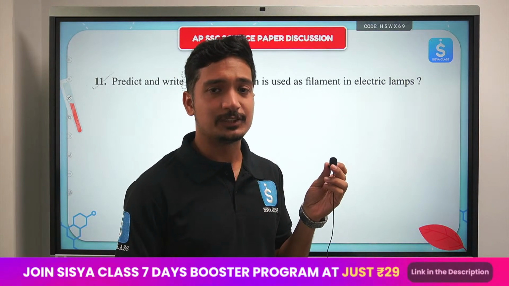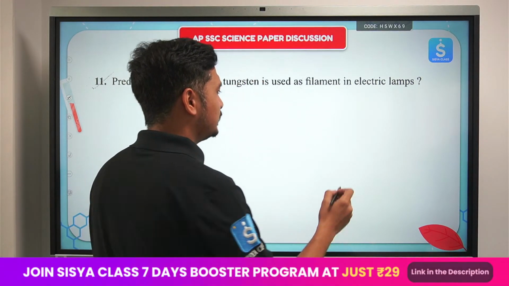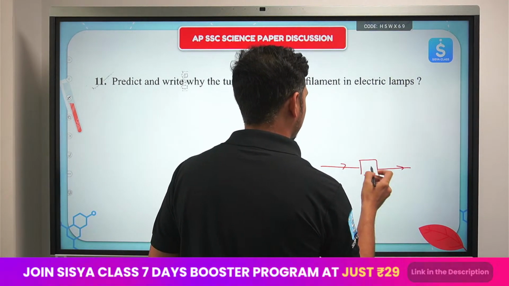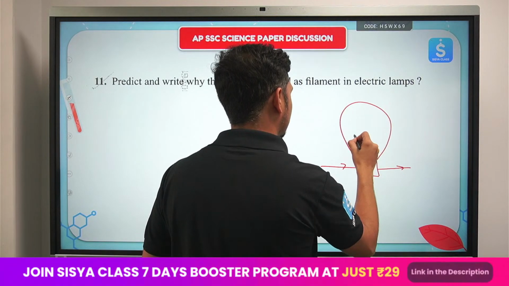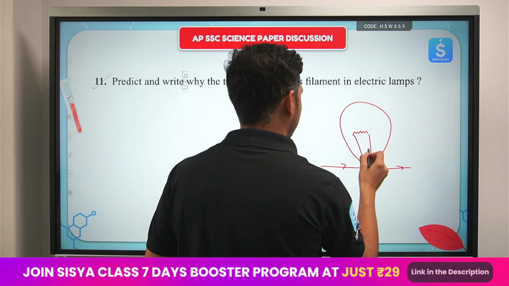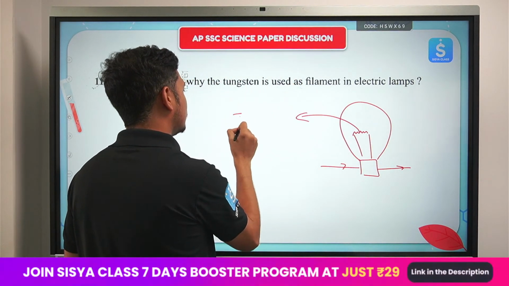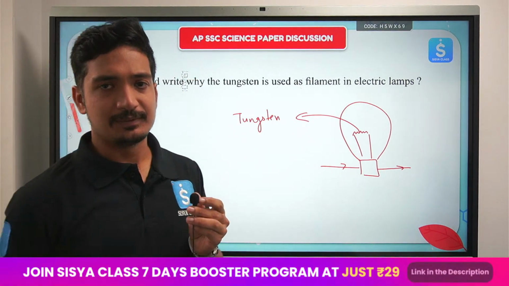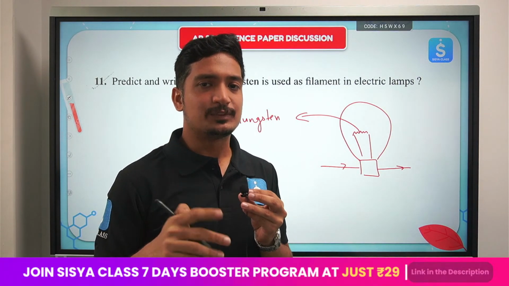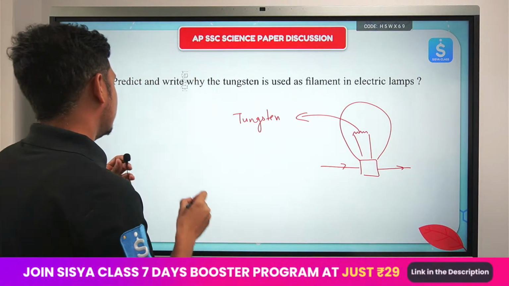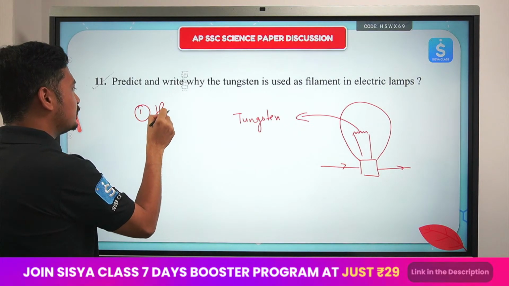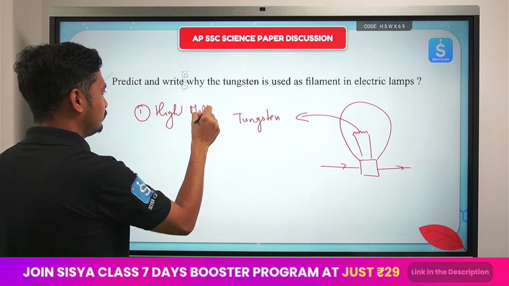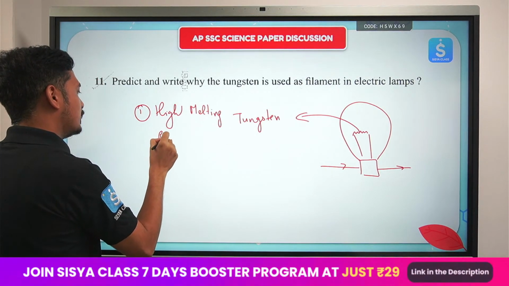Again, this is a topic from the electricity chapter. Let's try to make a bulb first. Okay, so let's say that if we have a bulb, this is the base of the bulb, and we have the covering, and here we have the filament, right? This filament is actually made up of tungsten. Now there are two reasons that we have used this material, to be very specific. The first one is that it has a very high melting point. So this is point number one.